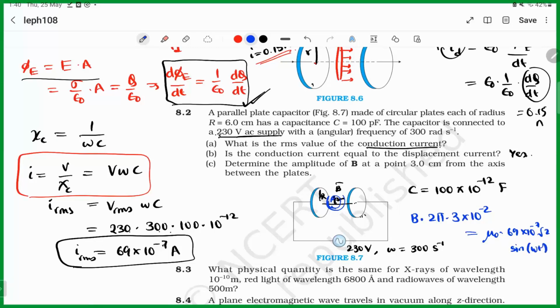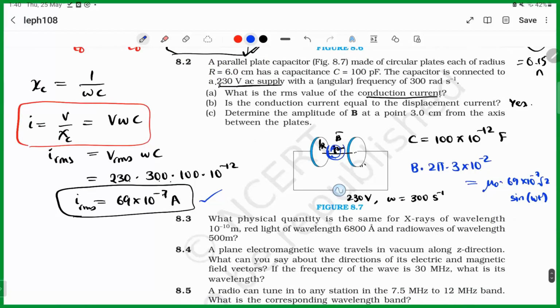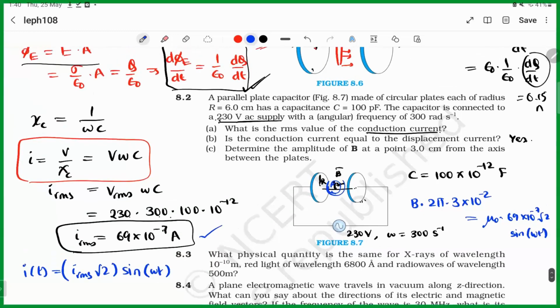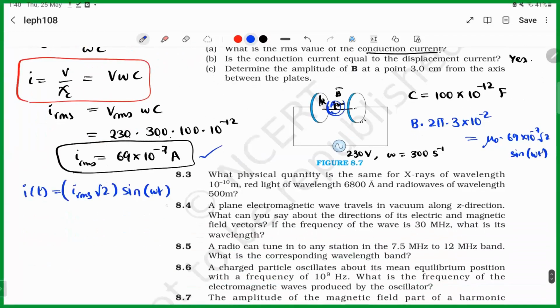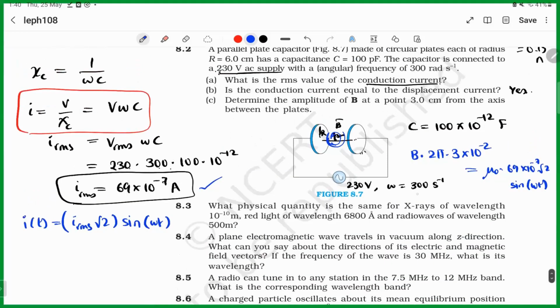How did I get that? Well, you know that this is the I RMS. So what is I_D as a function of time? The I RMS is basically the amplitude divided by square root of 2. That's how you get RMS. So the amplitude must be I RMS into square root of 2 into some sinusoidal function. That is what an alternating current does. Remember that the sinusoid has the same frequency as the source, so omega equals 300. So this is the general I_D, and you can find B.